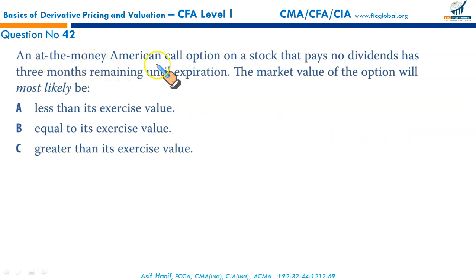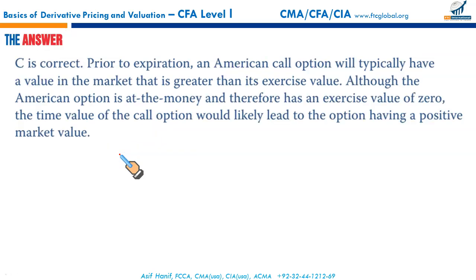An at-the-money American call option on a stock that pays no dividends has 3 months remaining until expiration. The market value of the option will most likely be well before the expiry. Usually American call options have a value in the market that is greater than its exercise value. So it's a pretty straightforward question. C is the right option.